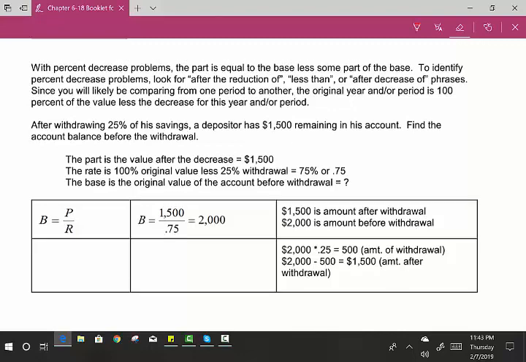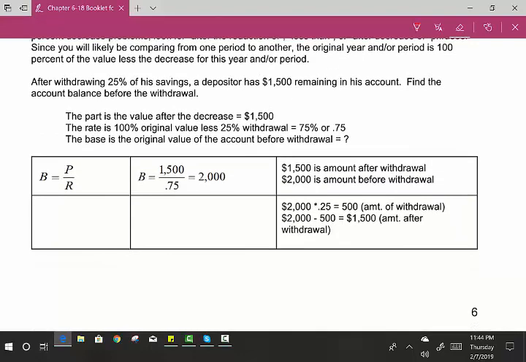So therefore, after withdrawing 25% of his savings, a depositor has $1,500 remaining in his account. Find the account balance before the withdrawal. So the full value of his account is the base. That's what I'm comparing this all to, the original amount. Now I have the part remaining, which is $1,500. The balance before the withdrawal is my base, and the decrease from the original to the current is my rate.